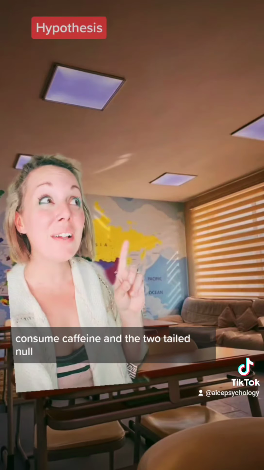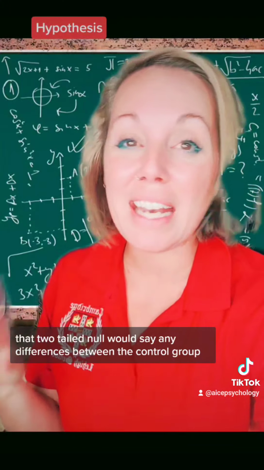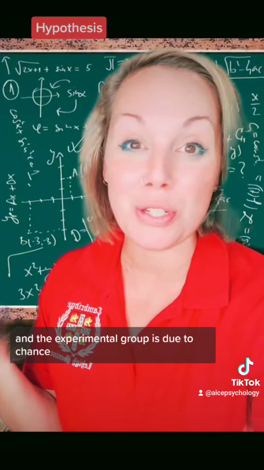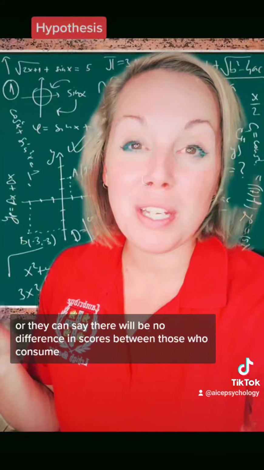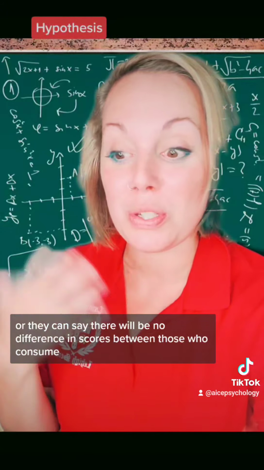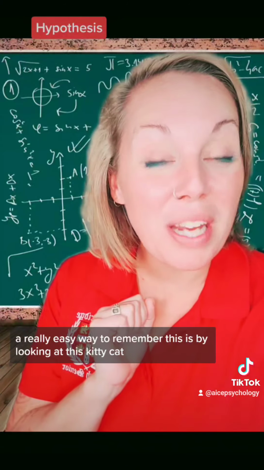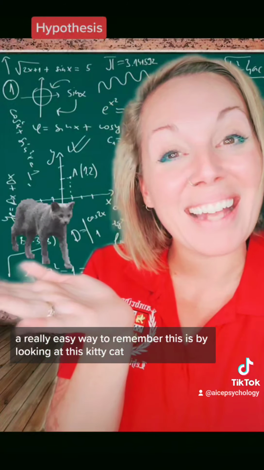And the two-tailed null? That two-tailed null would say any differences between the control group and the experimental group is due to chance. Or they can say there will be no difference in scores between those who consume water and those who consume caffeine. A really easy way to remember this is by looking at this kitty cat.